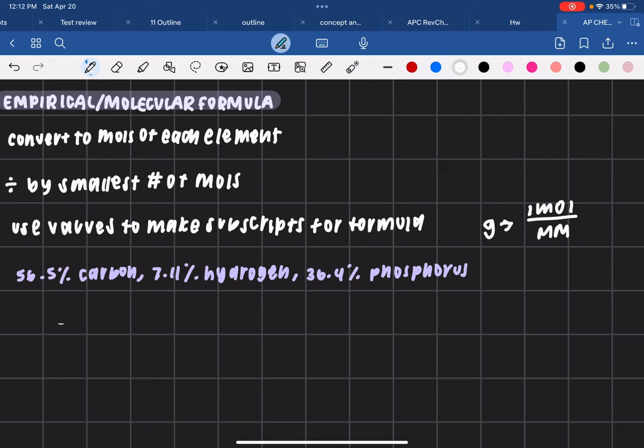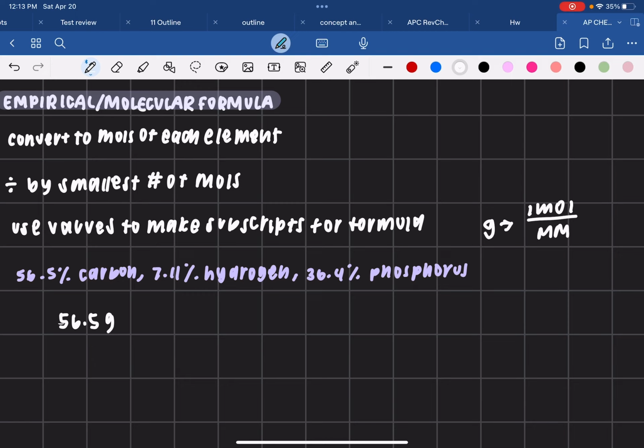But as you can see from this example problem that we have here, 56.5% carbon, 7.11% hydrogen, and 36.4% phosphorus, find the empirical formula. We are given percent. The AP is a little bit tricky in what they do is they take the percents, but one quick way to resolve this, and it works every time, is just to pretend that you're taking this out of 100 grams of the compound.